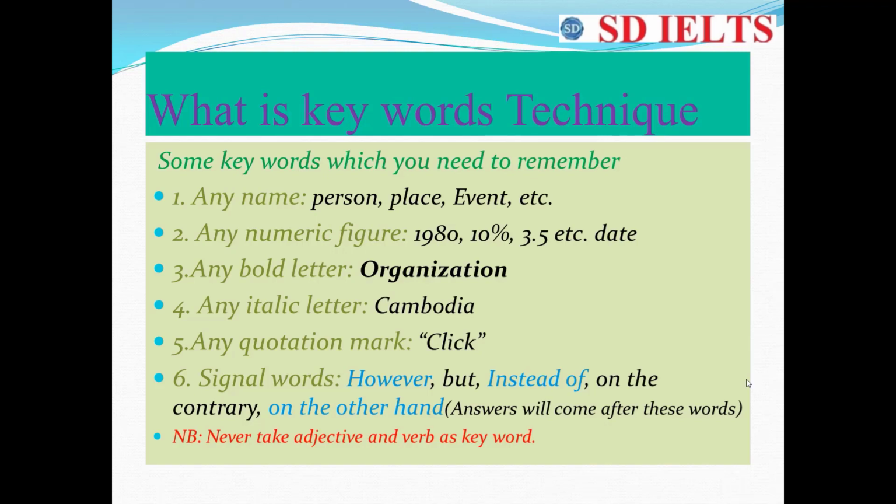So you can see the list of keywords. Any name will be a keyword. Any person name, place name, event name, object name, any kind of name in the world will be a keyword. Any numeric figure, 1980, 10%, 3.5, etc. Any bold letter in the reading passage. You will get some letters in bold. Definitely, that's the important word.